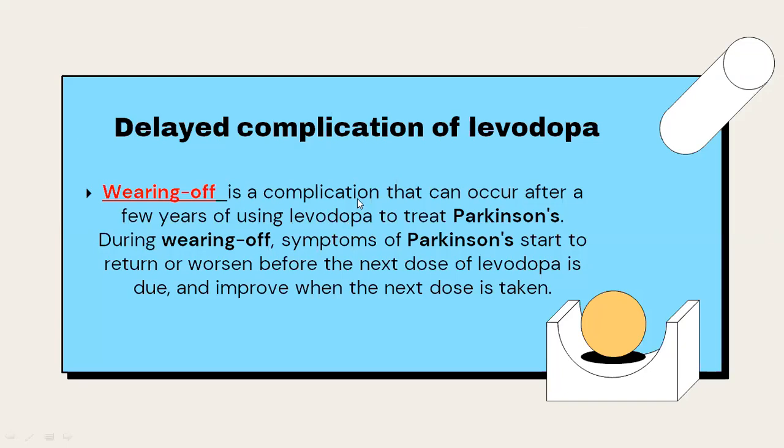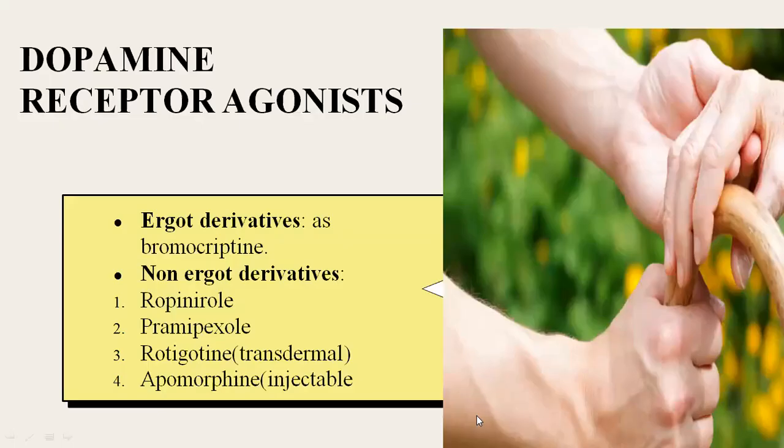So overall till now we have studied what levodopa is. Levodopa is basically a dopaminergic precursor, okay? And to avoid decarboxylation, it is always administered with carbidopa. Okay. The second category in this treatment is dopamine receptor agonists that include ergot derivatives such as bromocriptine, and non-ergot derivatives such as ropinirole, pramipexole, apomorphine, right?